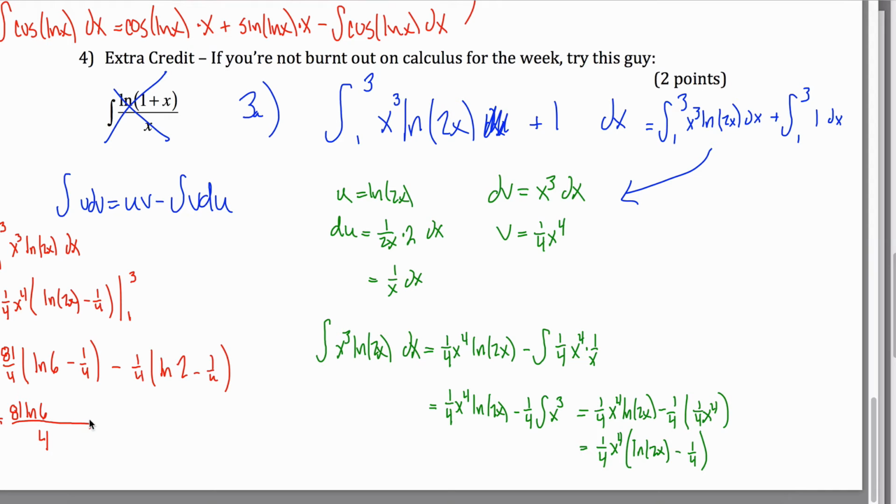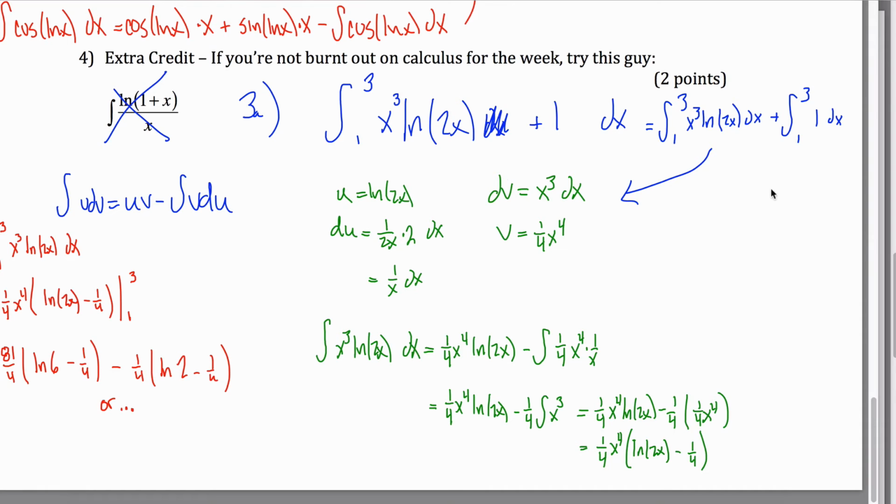And actually everything's over 4. Now, I'm not even going to clean it up. I don't feel like doing any more algebra. If you feel like simplifying that thing, you can. But I'm going to call that good. But then that's not my final answer.